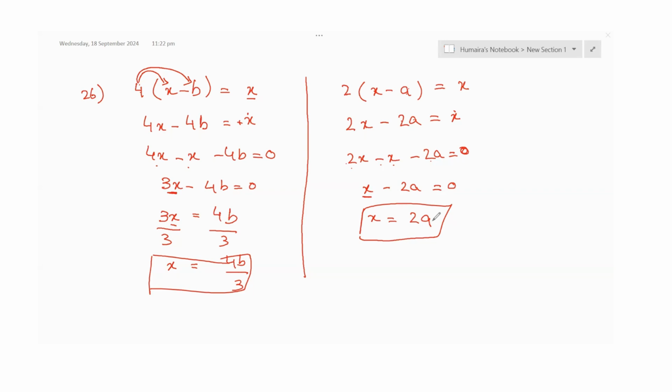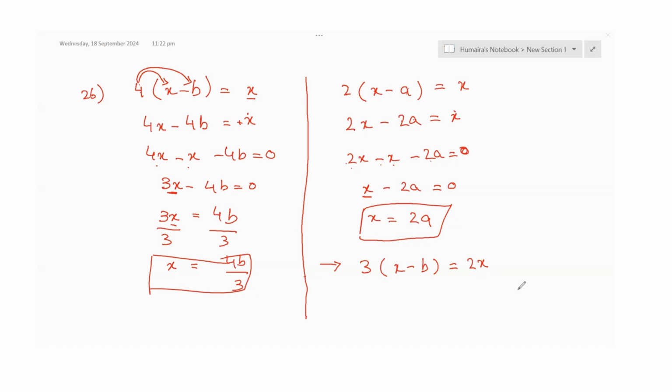Let's do one more problem related to this one. Okay. If we have 3 times x minus b equals 2x, now work this one out.